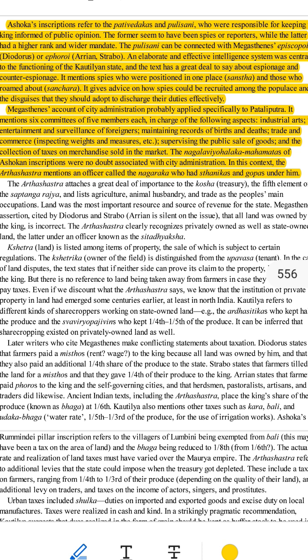Entertainment and surveillance of foreigners. This committee made sure visitors to the city were taken care of and kept an eye on them to prevent trouble. Example, when a traveller from another country came to Pataliputra, this group made sure they were safe, but also watched them to make sure they followed the rules.